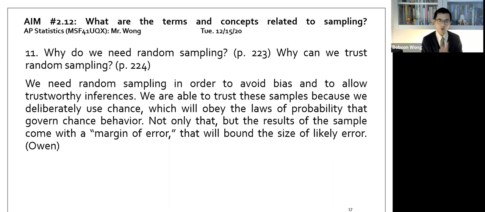We will always have what we call a margin of error. What we want to do is to minimize that bias. We want to reduce the probability of getting a non-representative sample.